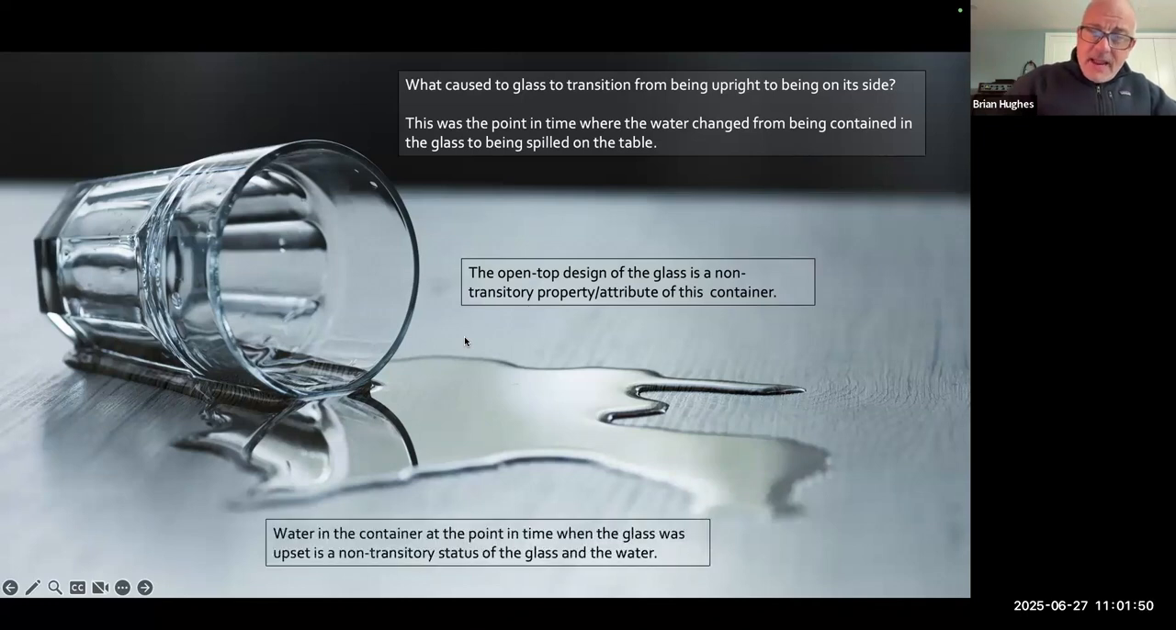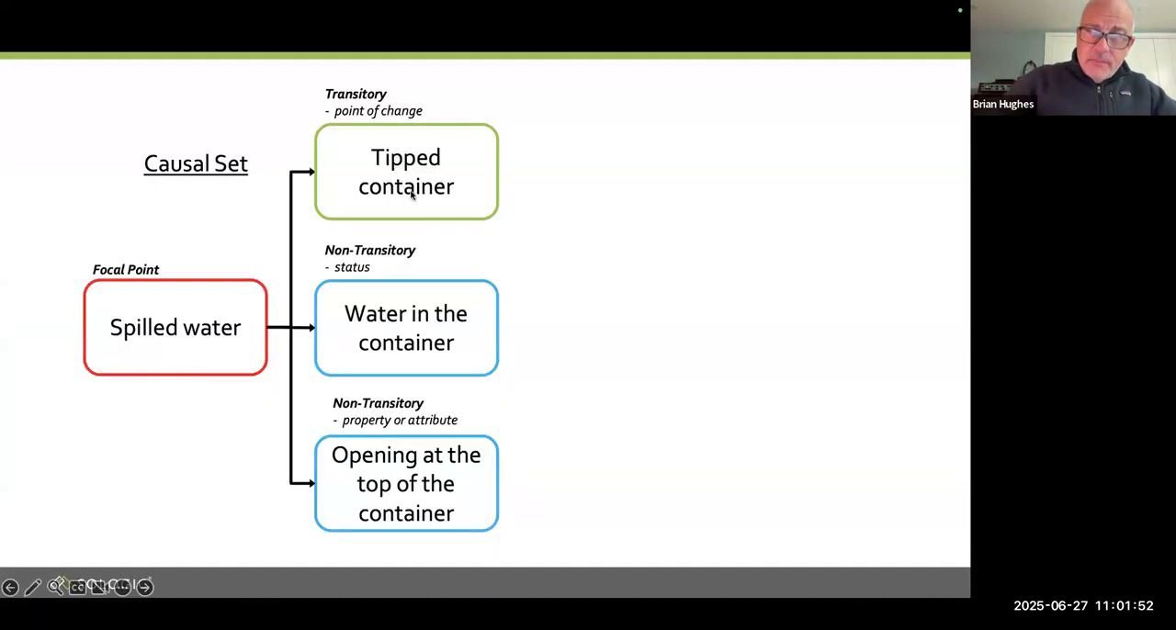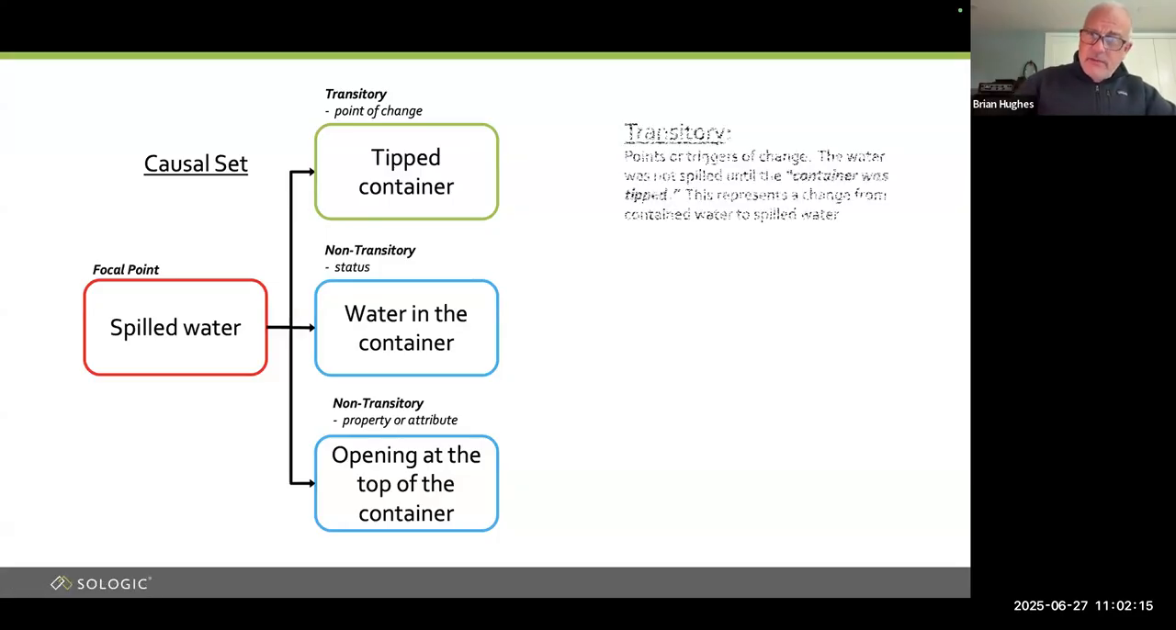Okay. And we label these causes. Tipping the container, because it's a point of change, we label it as a transitory cause. The water in the container, my buddy says that's a necessary condition. Well, I see it a little differently. I see it as something that's not changing, or non-transitory. Same thing with the opening at the top of the container. That is also non-transitory. So what are these labels?